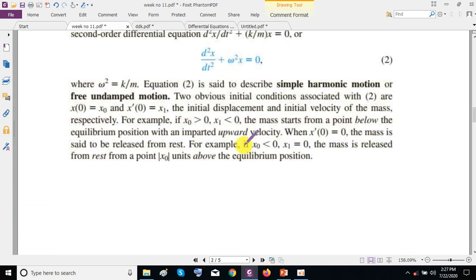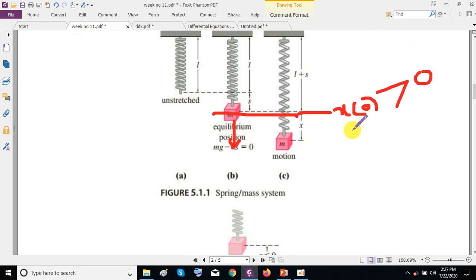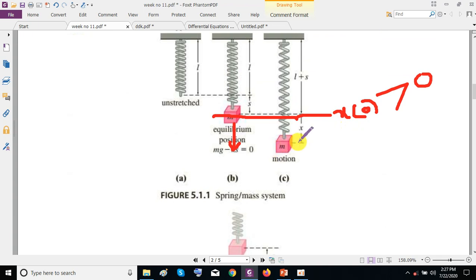And the second one is if x1 is less than 0, it means the initial velocity is negative. The mass starts from the point below the equilibrium position with an imparted upward velocity. Okay, and the velocity is negative, so in this position, if it comes to this position, it would have covered some distance. And x dash less than 0 means it has some velocity but in the opposite direction, that is, it is bouncing upward again. So it means that initially it starts from this position if we have this condition.